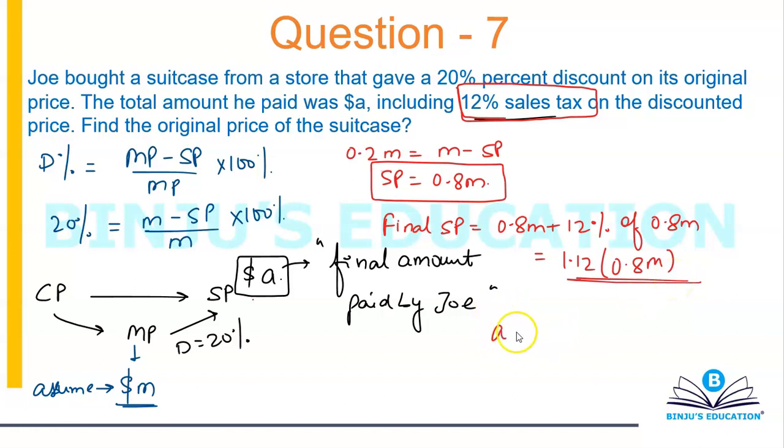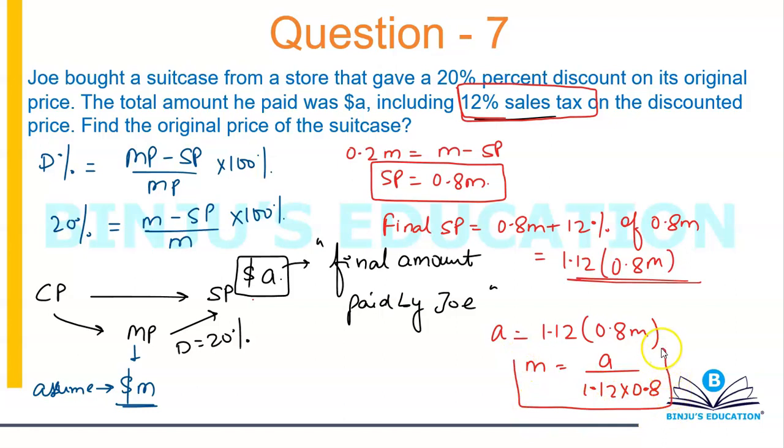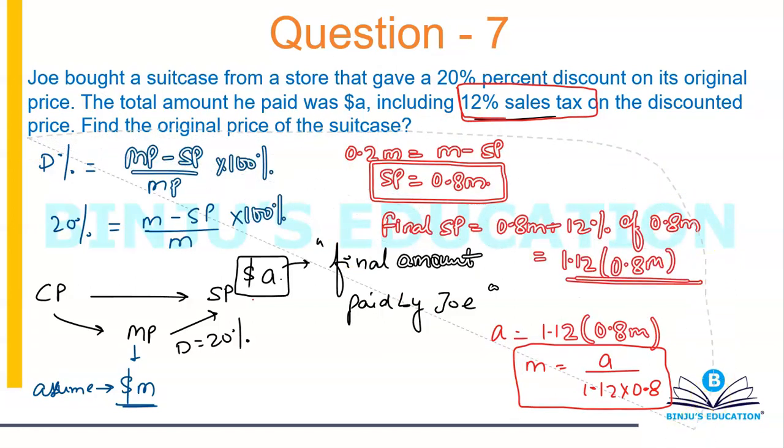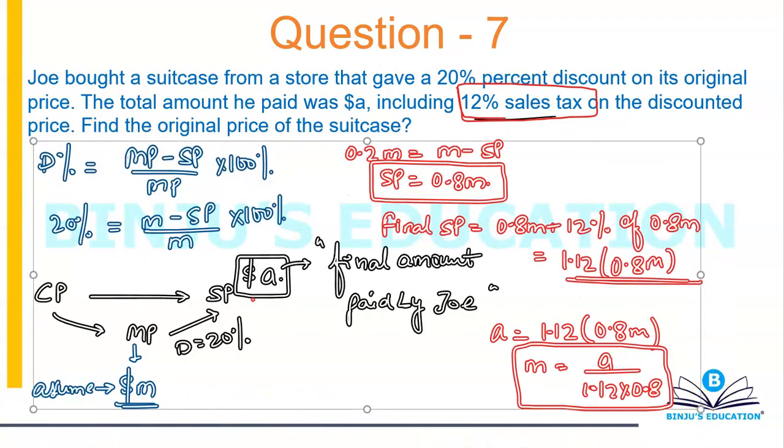So A is equal to 1.12 into 0.8 M, which will give you M is equal to A divided by 1.12 into 0.8. I'm going to give you a real life example also so that you can relate to the things that we are discussing. Don't worry. I hope this is clear to you. Now understand this with a real life example so that you can relate to this, and then we can have a simpler way also to solve this question.